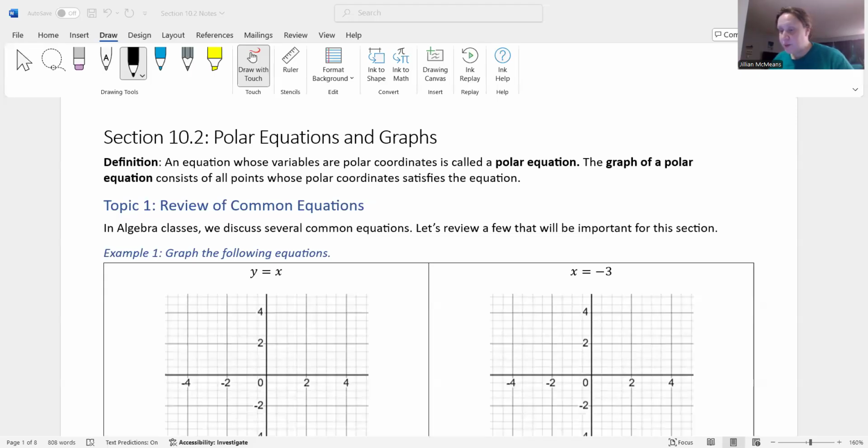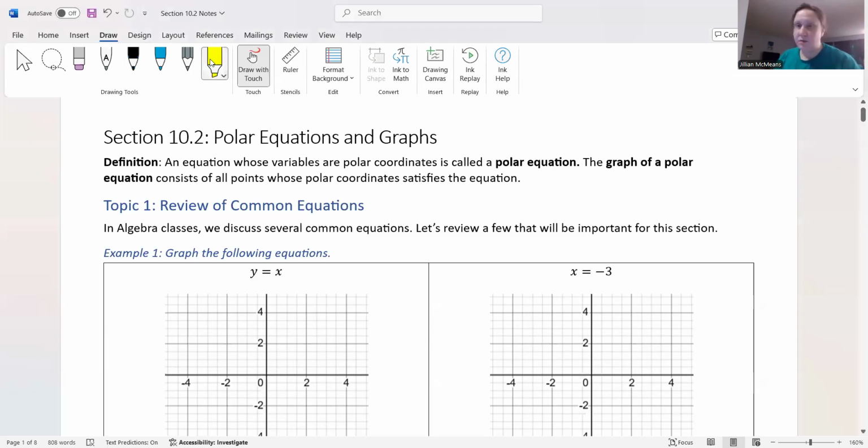Okay, for section 10.2, we're going to look at polar equations and their graphs. I do want to forewarn you, everything that we did in the previous section, 10.1, is important here. You need to remember how to convert between polar and rectangular coordinates, and especially you need to be able to convert between polar equations and rectangular equations, okay? So if you haven't done that or you're not very familiar with that, go back and do that first, okay?